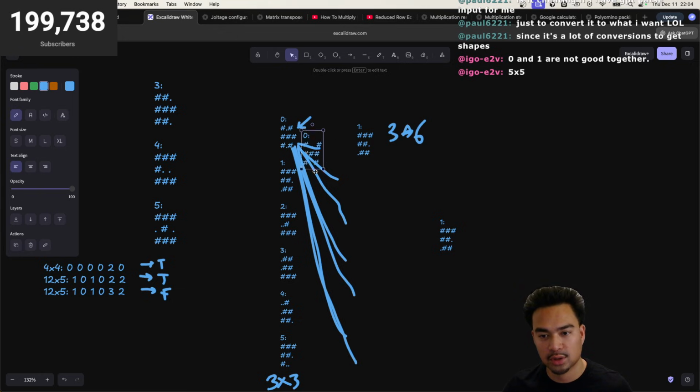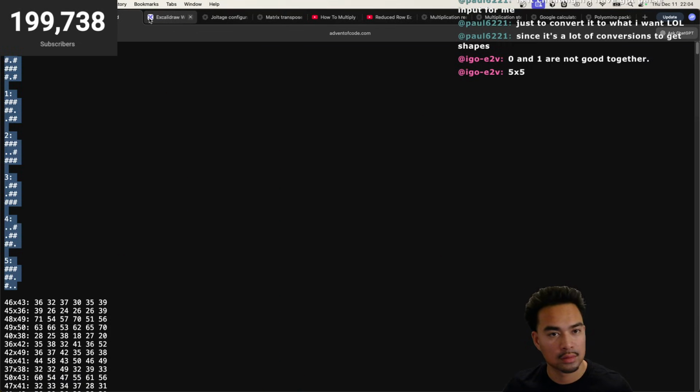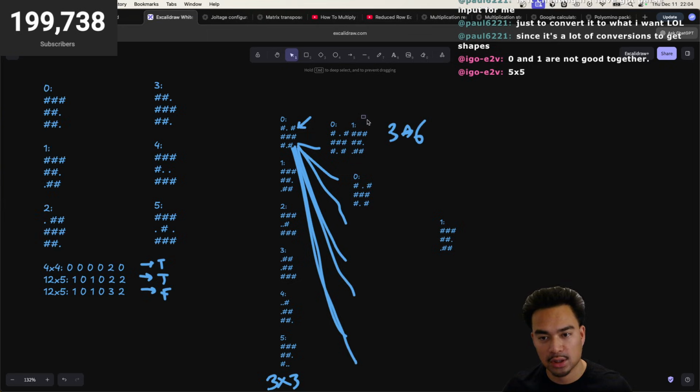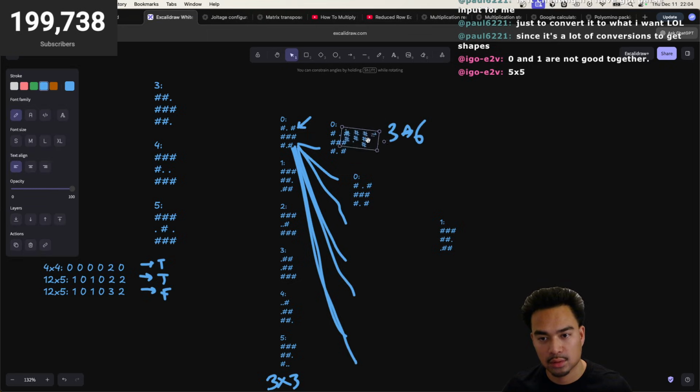Wait, why does my 0 look like that? Oh, okay, I stretched it. I think with 0, yeah. Because if you try to place it here though.